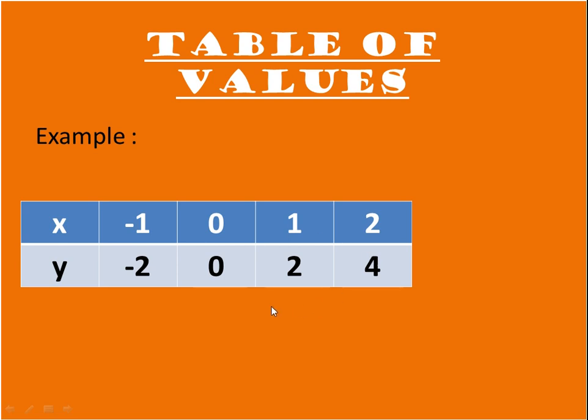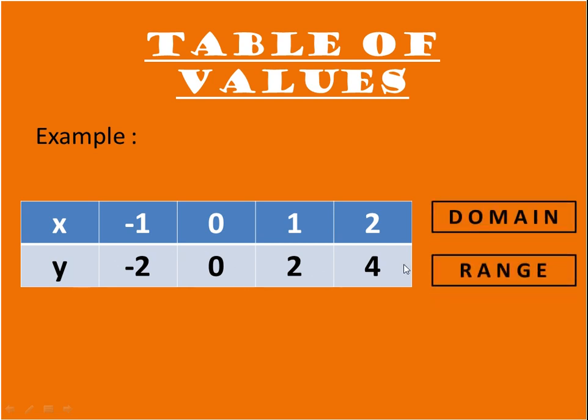So, kung ganito yung itsura ng table of values natin, ang domain natin itong nasa taas kasi siya yung X values. Itong Y values na nasa baba, we call it the range.